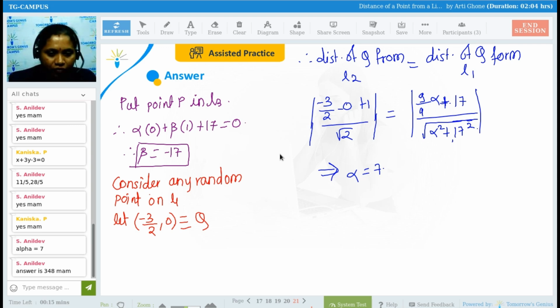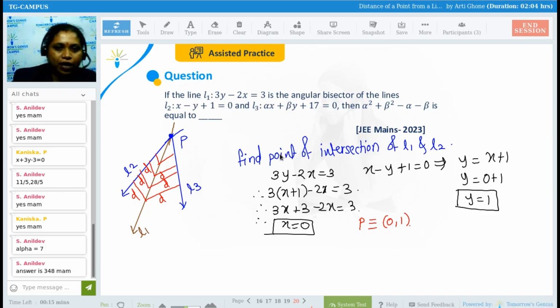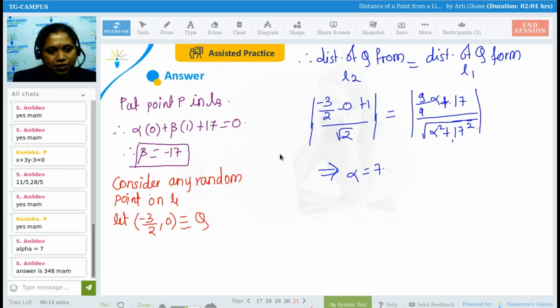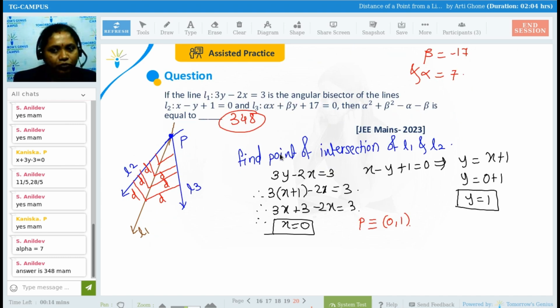Calculate it later on. Just have a look here now. Now put the value of beta as minus 17 in this identity and alpha as 7. You get the answer 348, right? So it's a correct answer. Very good. So try it later on. Okay. 348 is the correct answer. Just the solving part remains, where you will get the alpha value equal to 7. Clear? Once you got alpha equal to 7, we have alpha, we have beta, just this identity is calculated. So this is a numerical value type of question from JEE Mains 2023.